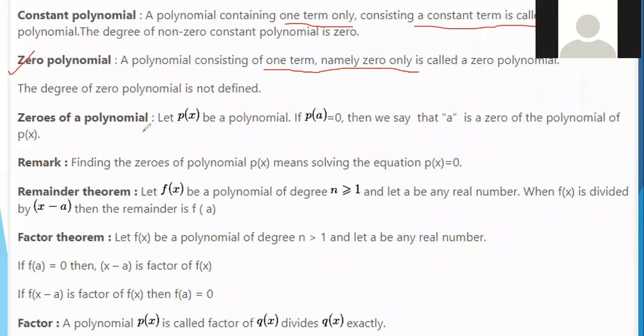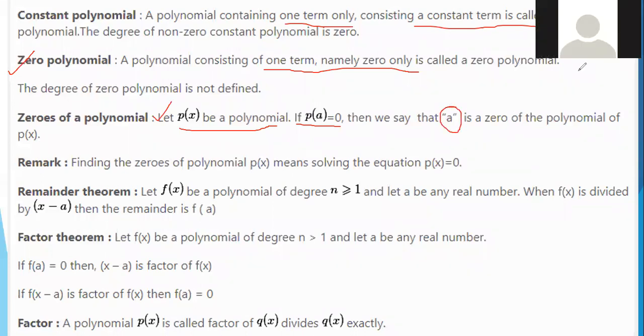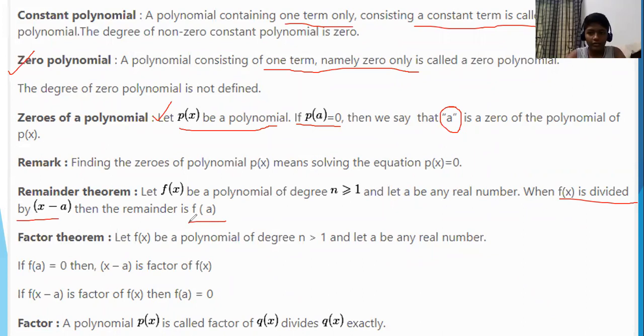Zeros of a polynomial. Let P be a polynomial. If P(a) equals 0, then we say that a is a zero of the polynomial P(x). Remark: finding the zeros of polynomial P(x) means solving the equation P(x) equals 0. Remainder theorem: let f(x) be a polynomial of degree n greater than or equal to 1, and let a be any real number. When f(x) is divided by x minus a, then the remainder is f(a). I will give you an example, just read first.